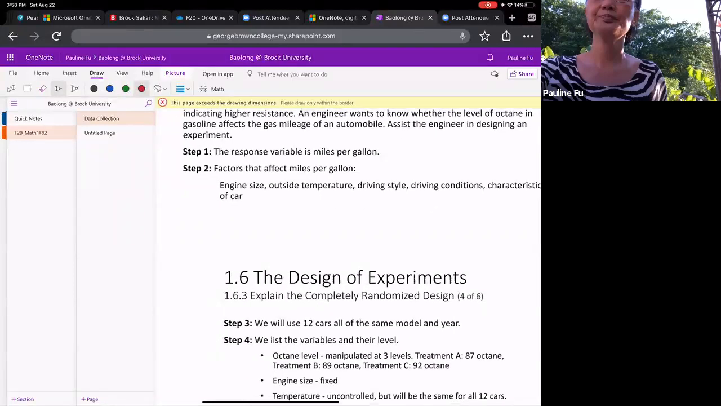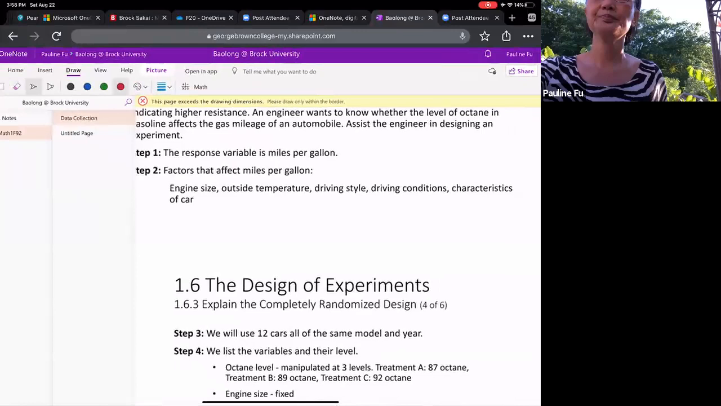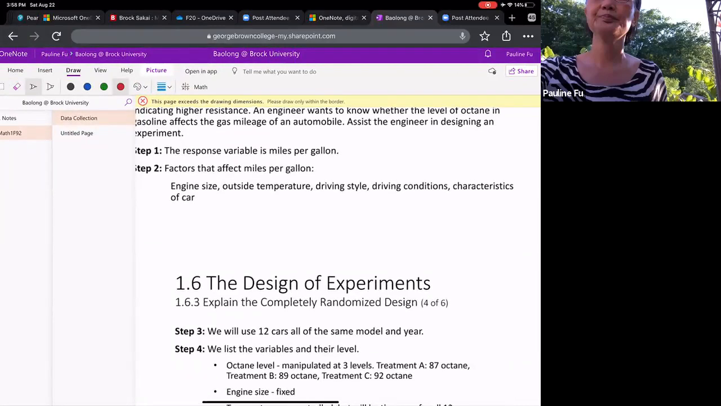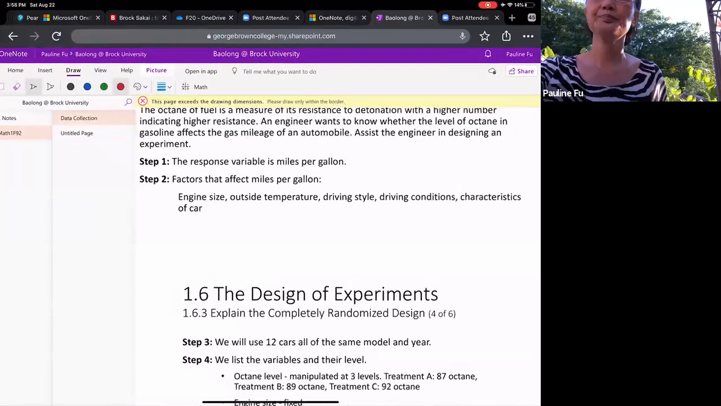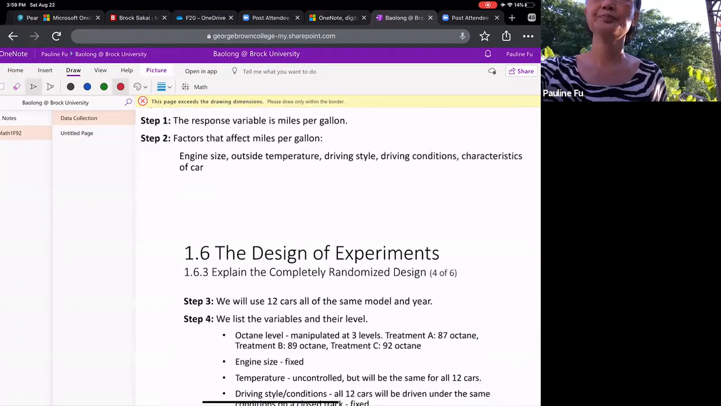Step two, we need to identify factors that affect miles per gallon. Okay, and we know those: the engine size, the temperature, driving style, your driving experience, driving conditions, and also the characteristics of the car. Okay, those will affect miles per gallon. And once we identify these factors, we then select 12 cars made of the same model, same year.